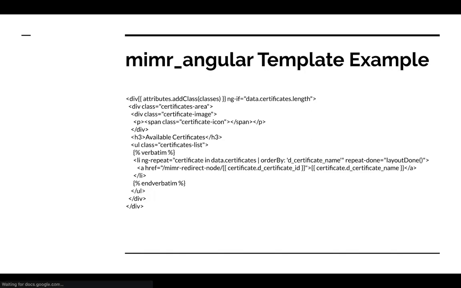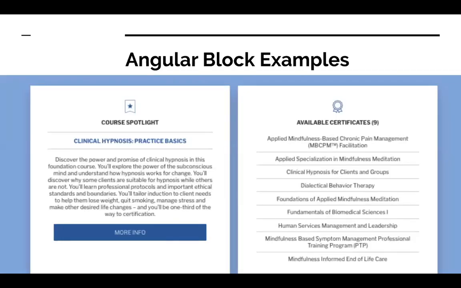So now that we have an example of that template, this is what it actually looks like in functionality, where it's able to load the individual JSON file and list out all of the available certificates listed on the site.